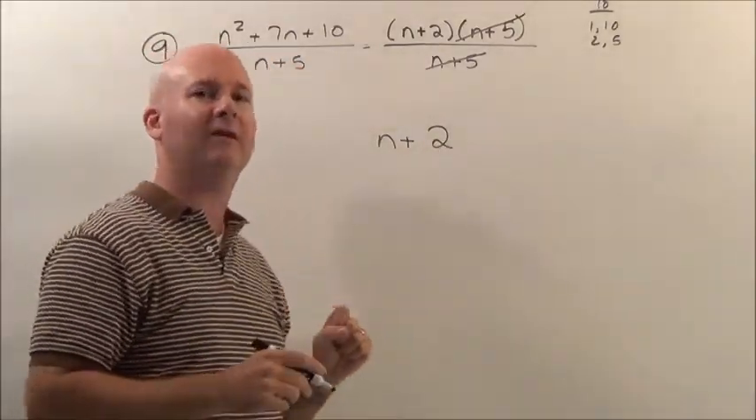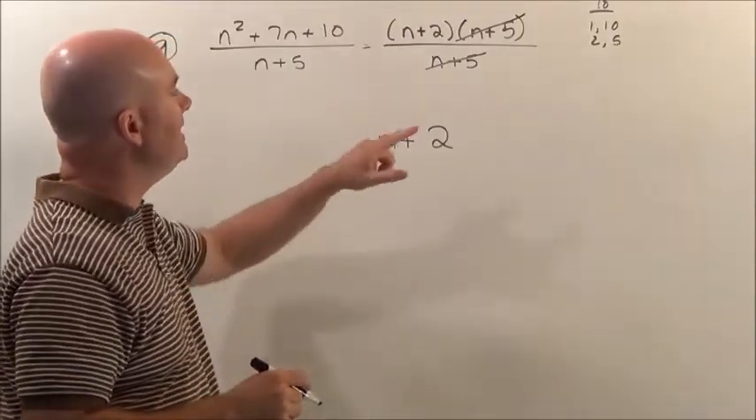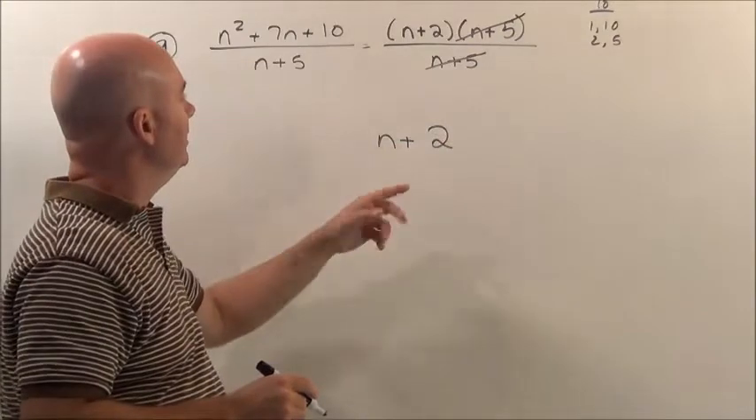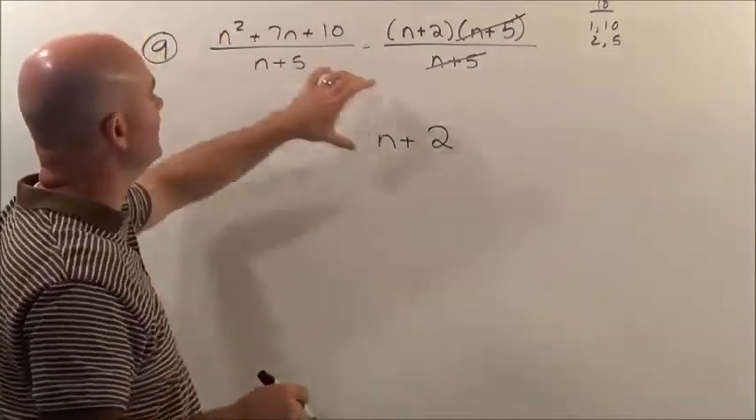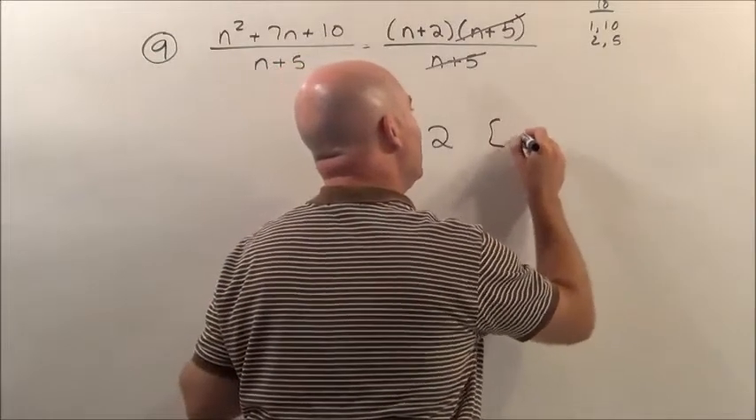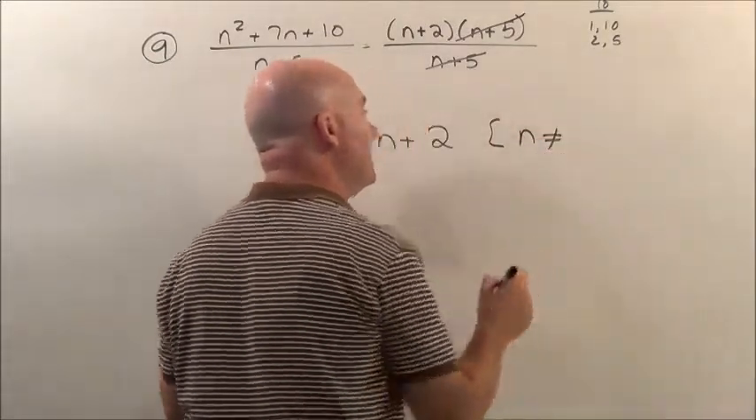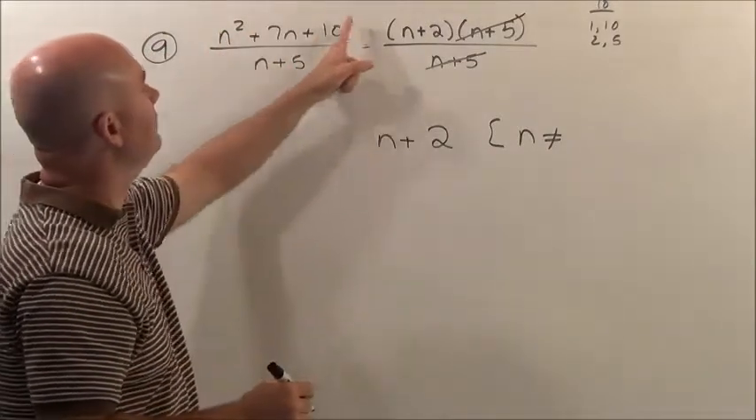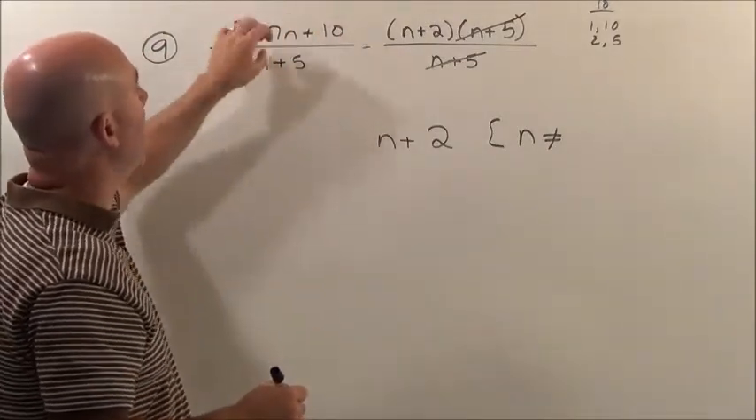But we need to clarify something for people. We need to come back and make a statement. Notice the n plus 5 canceled out. You think that, oh, this is the exact same as this. And it is, except we've got to make one note. We've got to tell people the one thing n cannot be. Well, look back at the original problem.